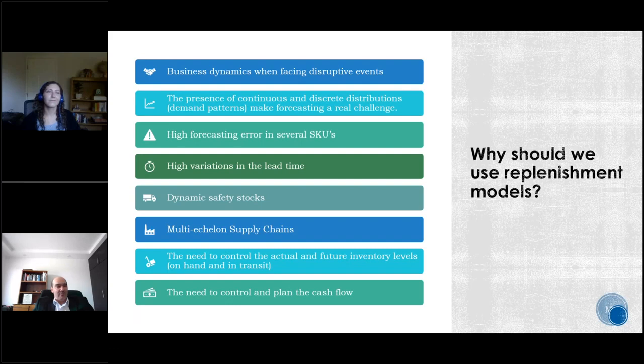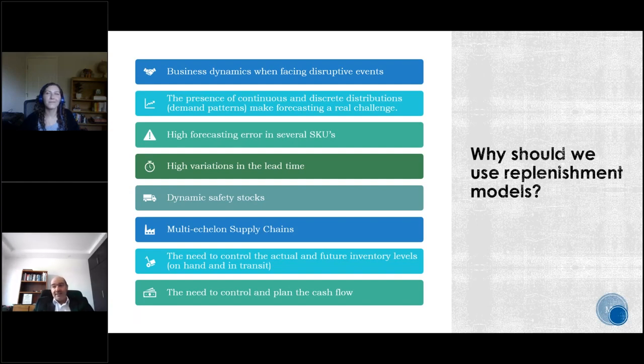Yeah, I know we've been working hard to minimize those errors, but we still have around the world several SKUs with high forecasting errors. High variations in the lead time. That's now more common than before with all these pandemic things and everything that has happened in the world. Dynamic safety stocks. Not a good option to have a static safety stock. Safety stock should be dynamic, indexed to forecasts.